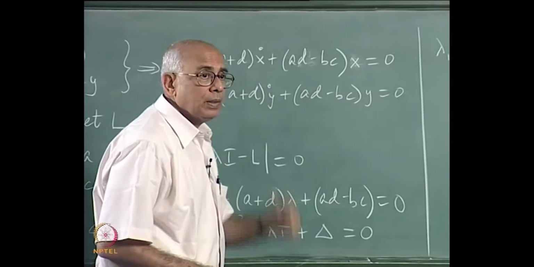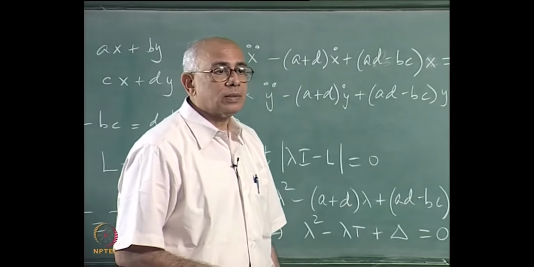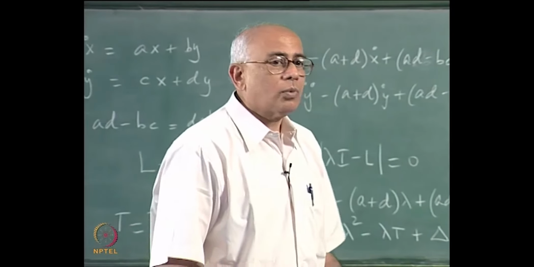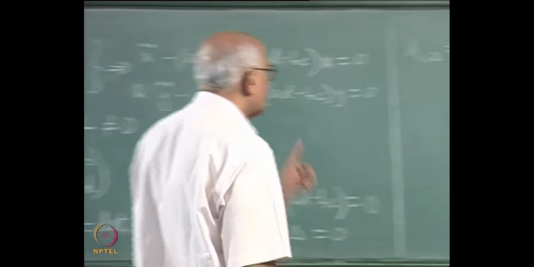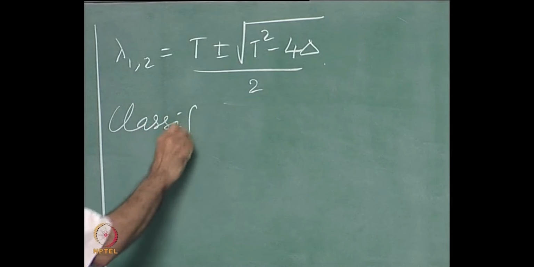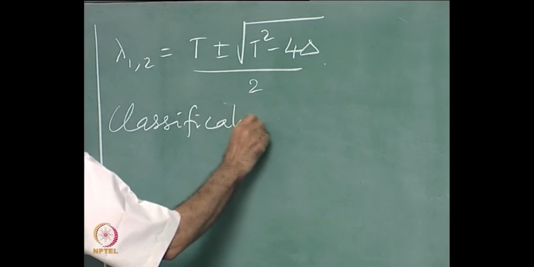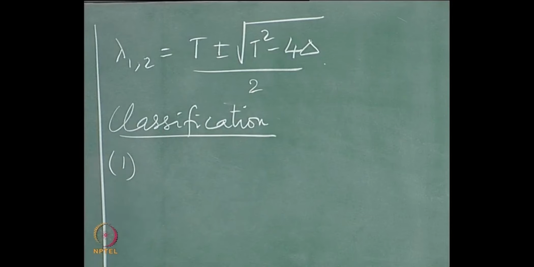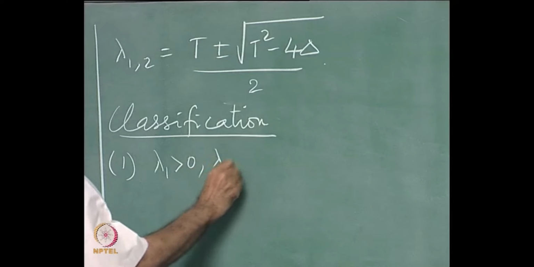But first, what are the various possibilities that you have for these eigenvalues in terms of what kind of quantities can they possibly be, and let us classify them. So we now start the classification. First, the first possibility of course is that lambda 1 and lambda 2 are both positive. That is certainly a possibility. So let us write lambda 1 greater than 0, lambda 2 greater than 0.